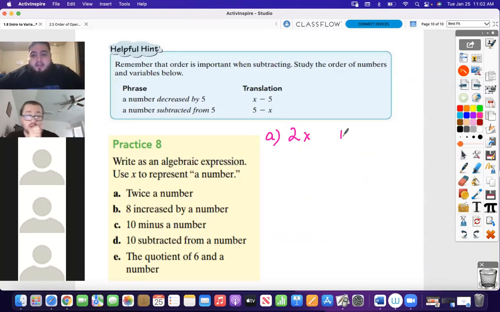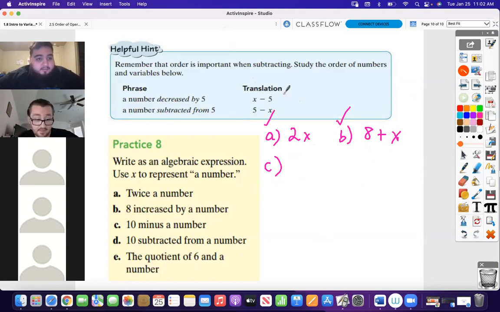Let's look at B. Any volunteers want to share what they got with B? 8 plus x. Does anyone agree or disagree with 8 plus x? Good. Justin agrees. Sophia agrees. Excellent, class. So these are both right. A and B are correct. Let's look at C. Anyone want to take a chance at C? I got 10 minus x. Does anyone agree or disagree with Justin's answer?